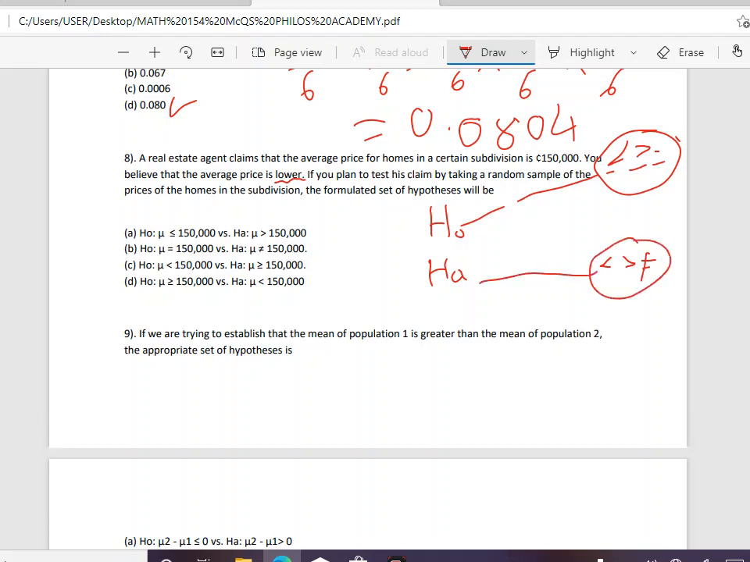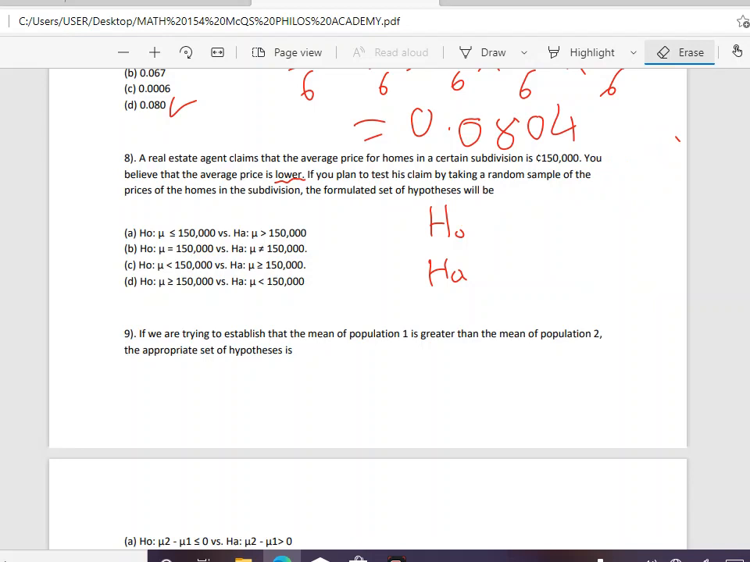HA. Now, if that is the case, when we say lower, lower means less than, which is this. So we should go for HA, isn't it? So to state HA, the meaning is that the mean average is lower. Lower means less than. A statement of inequality should go for HA. Less than the mean. Okay, that's 150,000.